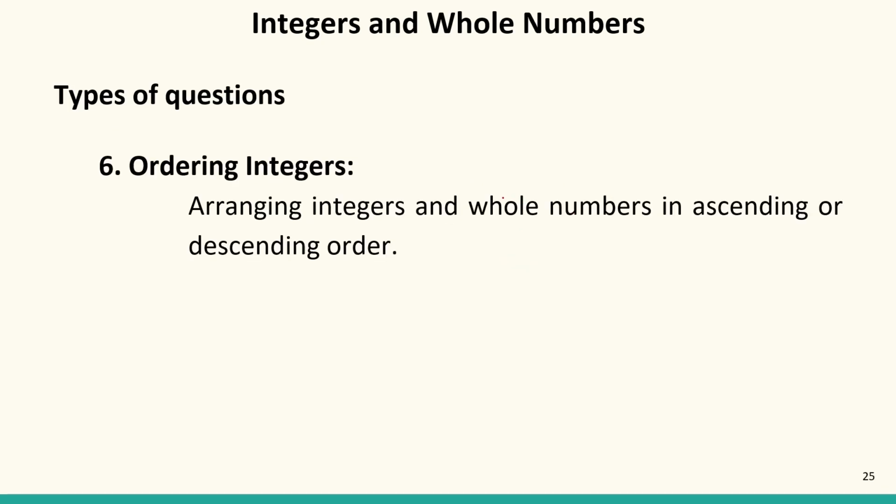So the sixth kind of problem that is being asked is arranging and ordering integers, that is arranging the integers and whole numbers in ascending or descending order. Let's first know what ascending and descending order are. Ascending is nothing but increasing order. Descending is nothing but decreasing order. This is ascending, and this is descending, that is, decreasing order.